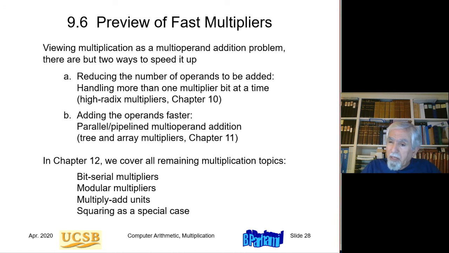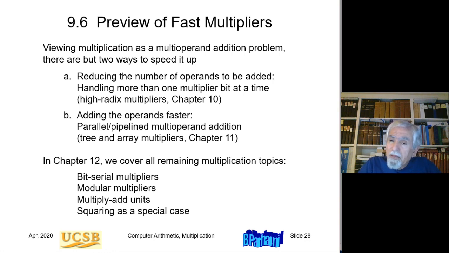Of course, multiplying radix 4 digits is a little bit harder than multiplying radix 2 digits, but we'll see techniques for doing those rather quickly, so that we gain speed by reducing the number of things to be added by a factor of 2 if we do things in radix 4, by a factor of 3 if we do things in radix 8, and so on.